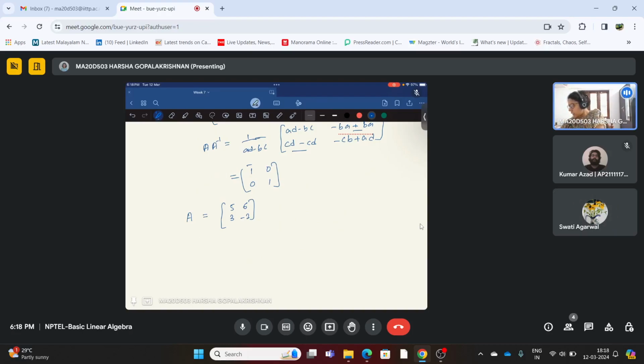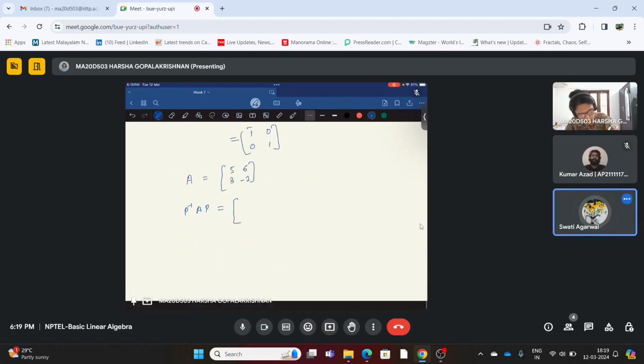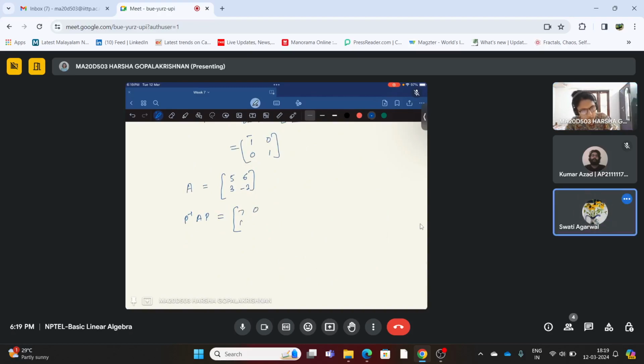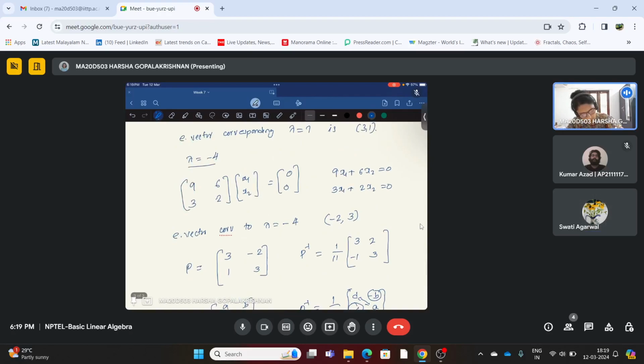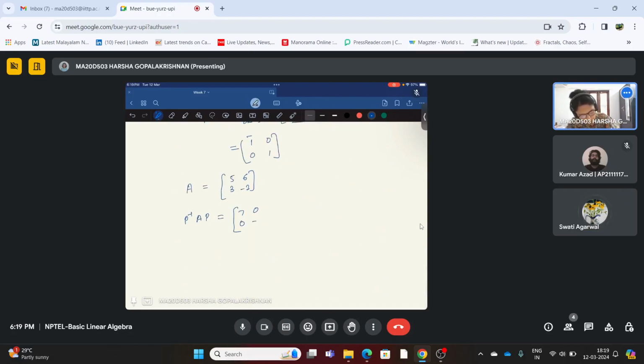Okay, what we want to find is A power 100, right? So A raised to 100 is equal to P D P inverse, where P inverse AP equals D. What is D? D is a diagonal matrix with 7 and minus 4.